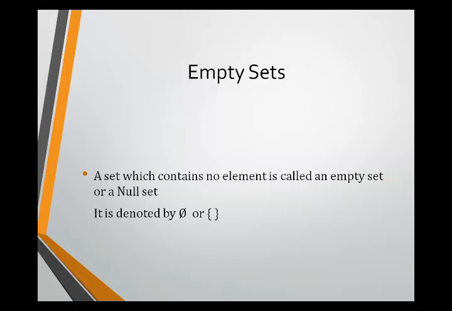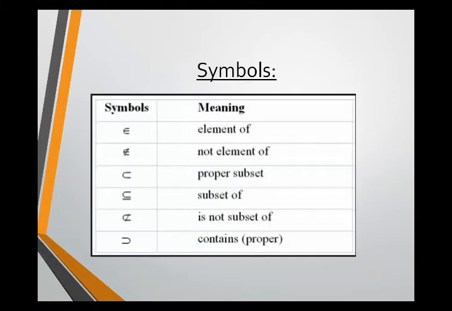Okay, the next one is these symbols and their meanings. The first symbol, as we saw in our previous lecture, is called belongs to, or it means element of. The next one is also just like belongs to, but there is a sign which cuts this symbol, and this is called not an element of or not belongs to.